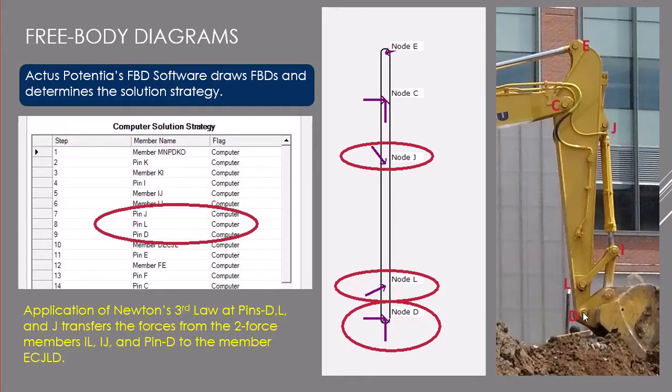Then we go to this complex member, which is this vertical member coming from ECJLD. So this is the free body diagram of that member, ECJLD. Remember, at node J, we have the hydraulic cylinder. We already calculated the force on the hydraulic cylinder. Here we have a two-force member, which we have calculated this force. And at node D, we have calculated this force.